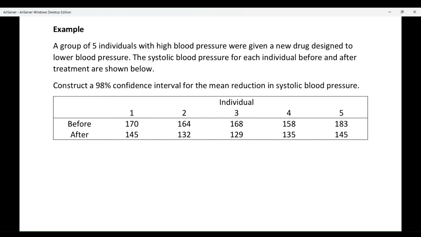And we don't have large enough sample sizes. For purposes of this example, that's okay. We're going to keep moving forward with that.